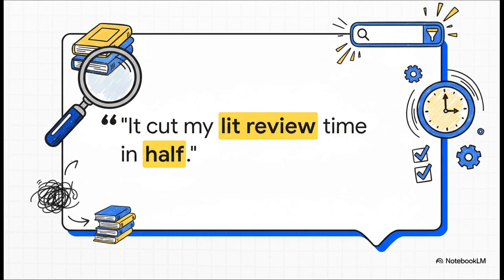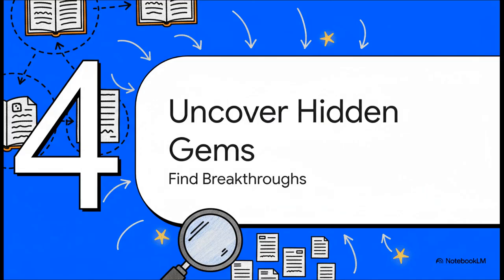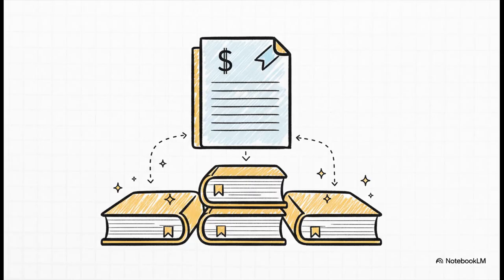I mean, just think about how much time that saves. By just tacking on since 2015 to his search, Mark wiped out all the irrelevant older stuff. He said it literally cut his literature review time in half. That is not a small thing. Okay, so we've got the who, we've got the when. Now how do we find the what? You know, those absolute blockbuster papers, the ones that everybody in the field is talking about and citing.